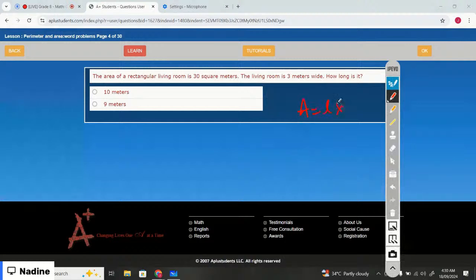A equals length times width, right? You are given the area, that is 30. Also, you are given the width, that is 3. You need to calculate the length. So you need to divide both sides by 3. So that is 10. So the correct option is 10 meters. Option number 1 is the correct option. Got it?